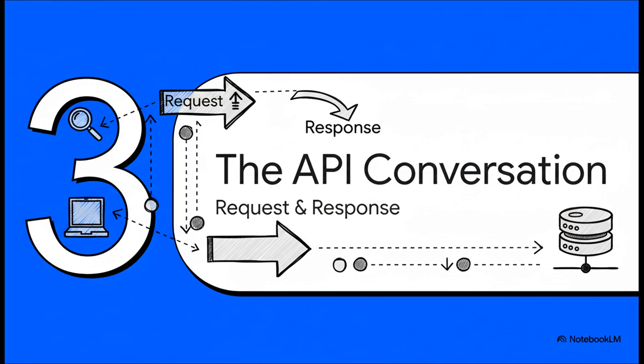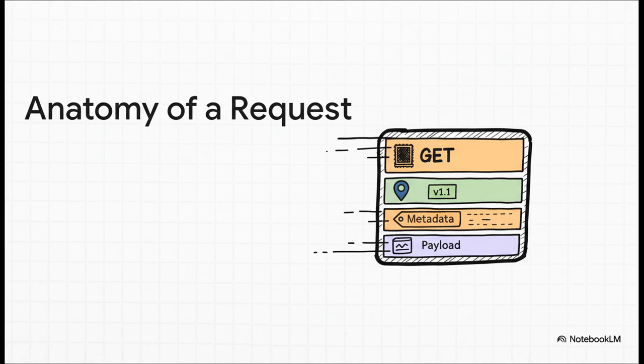Every single API interaction is a 2-part dialogue. You've got a request coming from the client, and then a response coming back from the server. A request has 5 core parts. First up is the method. That's the verb we just talked about, like GET to go grab some data.